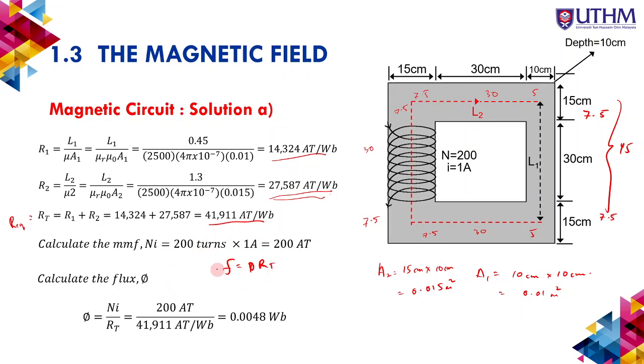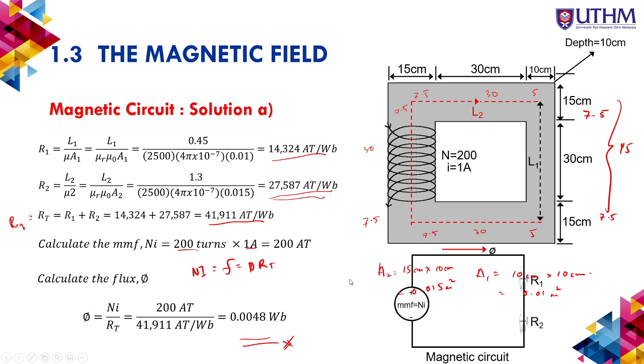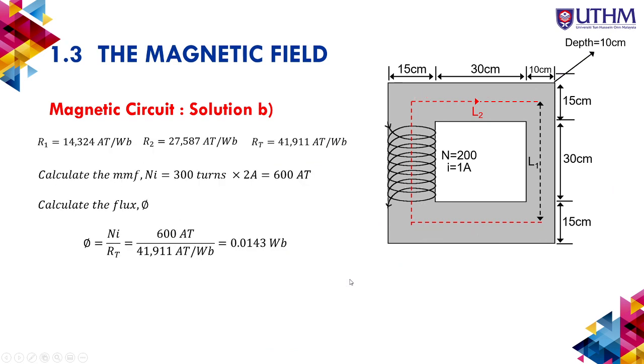So this one is equal to Ni. Okay, so you have 200 turns times 1 ampere. So just rearrange, then you will get the flux. Okay, so this is in Weber. Okay, so question A. Now we go to question B.